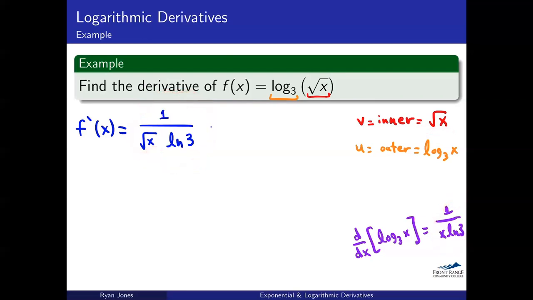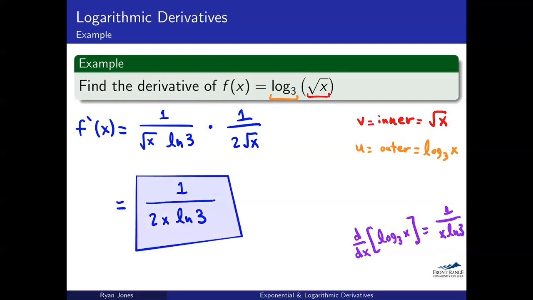Now the chain rule also tells us that I have to multiply by the derivative of the inner function, and we've been dealing with this for a while now. The derivative of root x is 1 over 2 root x. I've said this before, I like to just memorize that. It pops up so often that I just like to memorize it. At this point, I can actually do a little bit of simplification. Those root x's can multiply to just become an x. So we'll have 1 over 2x ln 3. We'll box that as our answer and we're done.